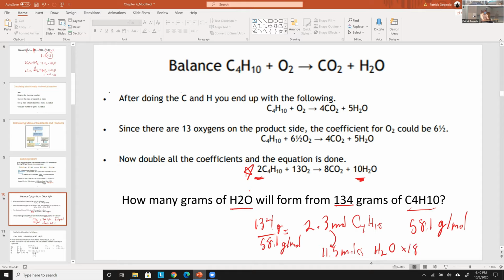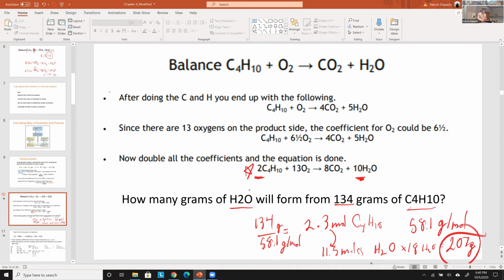And now the question is further asking how many grams of H2O, which we've done this before: multiply by the molar mass of H2O, which is 18. What happened to my calculator? Where's the delete? 18. You get 207. The answer is 207 grams.